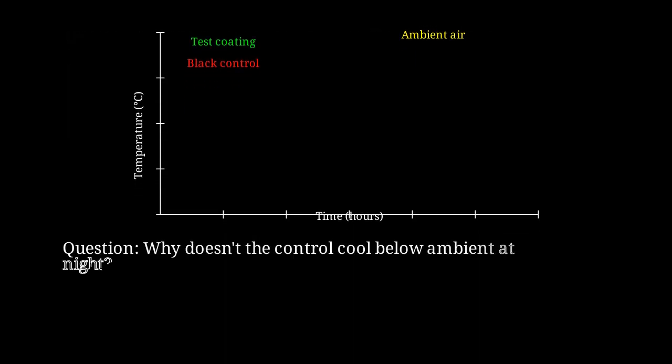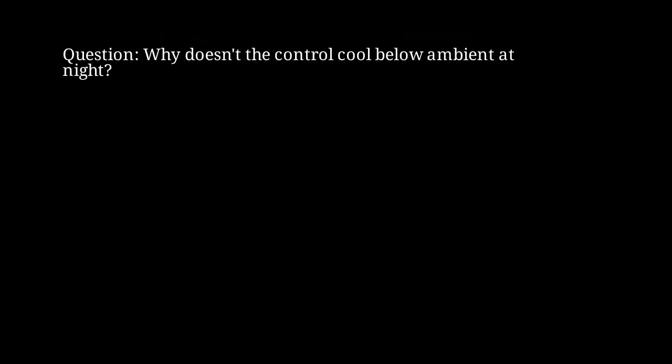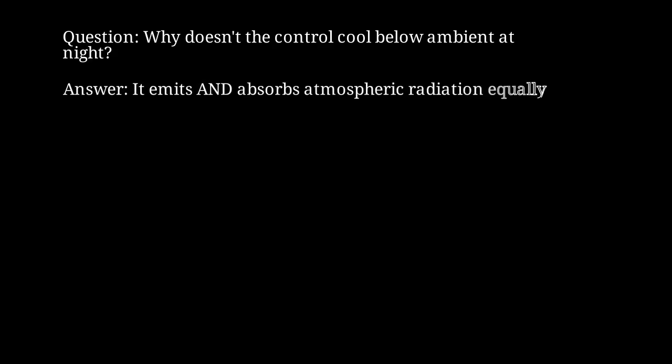Here's an important question. Why doesn't the blackbody control cool below ambient temperature at night? The answer is that a blackbody has emissivity of 1 at all wavelengths, so it emits strongly but also absorbs all the atmospheric radiation. The net radiative exchange is nearly zero. Our selective coating is clever. It has high emissivity in the atmospheric window where the sky is cold, but low emissivity elsewhere where the atmosphere radiates back strongly.